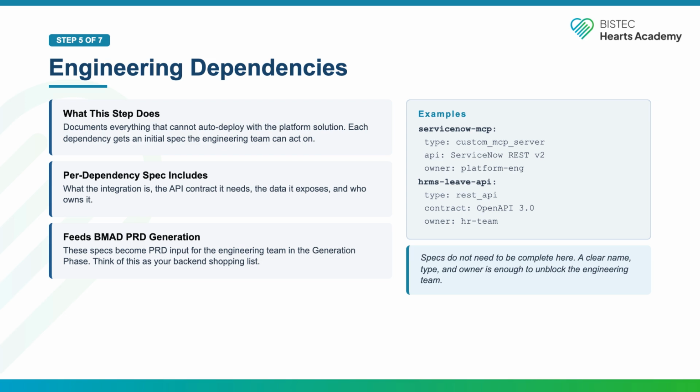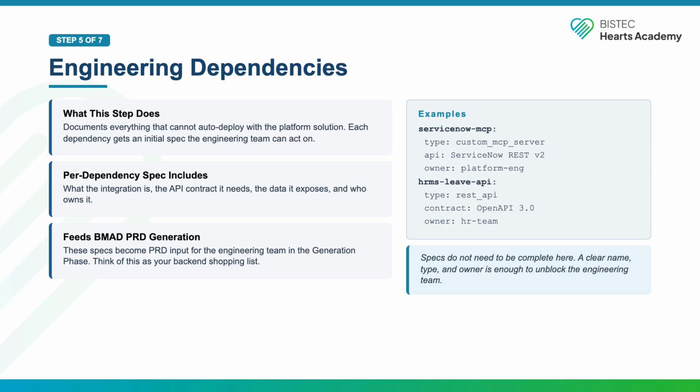The spec does not need to be complete at this point. A clear name, integration type, and owner is enough to unblock the engineering team. Why does the spec matter at design time? Because these specs feed directly into BIMAD PRD generation in the generation phase. When Module 3 runs the generation step, it reads your engineering dependency specs and produces product requirement documents for the build team automatically. The better your specs here, the better the PRDs that come out.